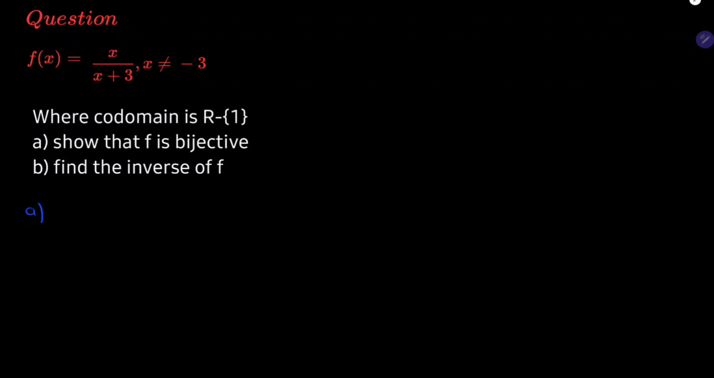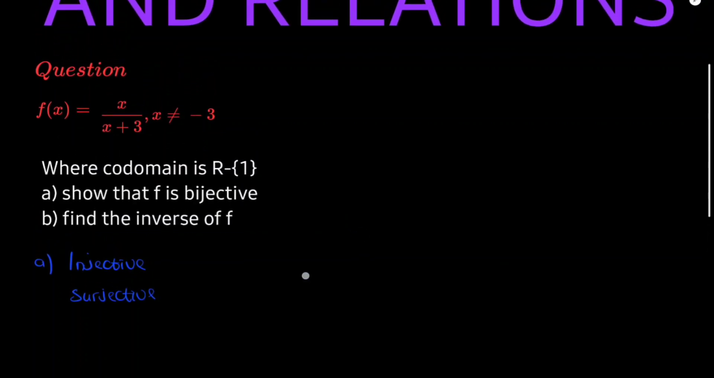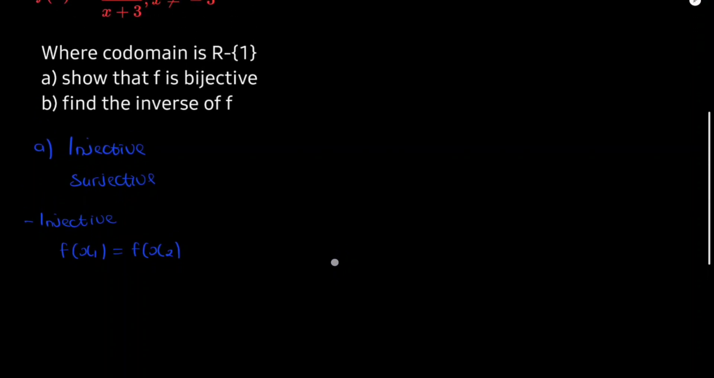First of all, to show that f is bijective, we need to show that f is both injective and surjective. So let's take the first part. Let's start with injective. To show that a function is injective, f of x1 should be equal to f of x2. So that is what we are to show for injective.